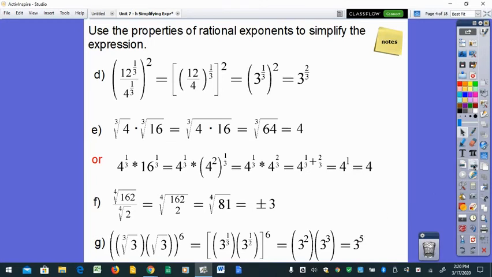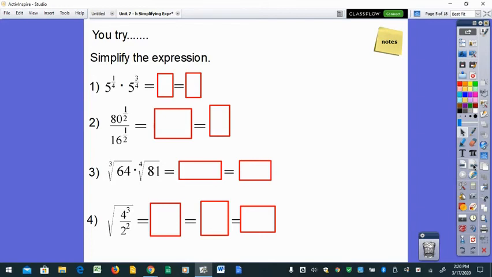So what I'm going to do now is just show you 4 examples here. And I would encourage you to pause the video and see if you can do these yourself. And in a second, we'll come back and I'll unveil the answers and see how you did.